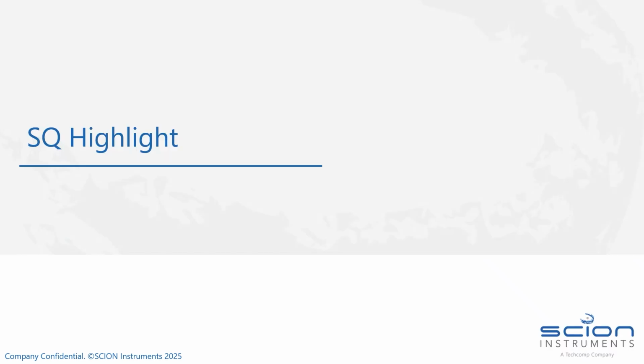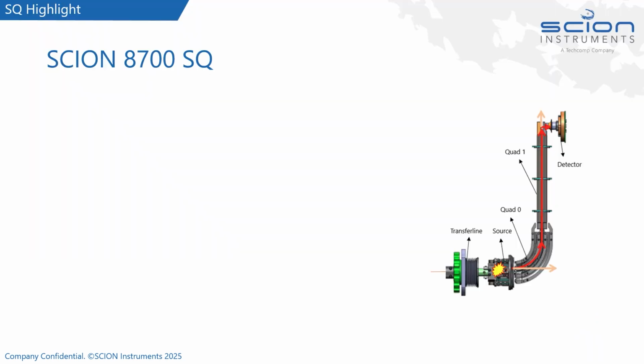So just to wrap up this webinar, I'm going to spend some time covering some of the features and highlights of the SCION 8700 SQ. Here you can see an overview of the inside of the MS. First you can see the transfer line with the column coming from the GC, then into the source, then Q0, Q1, and then finally the detector at the end.